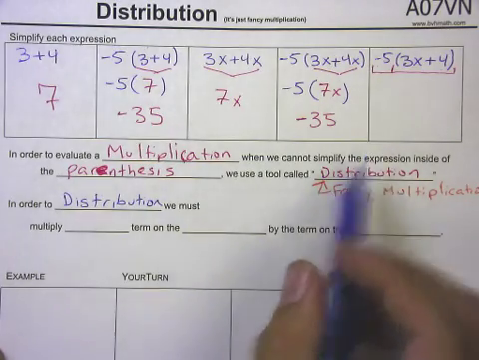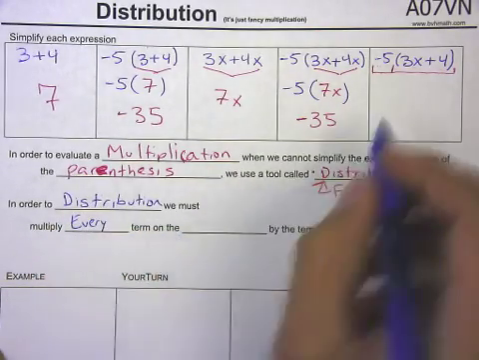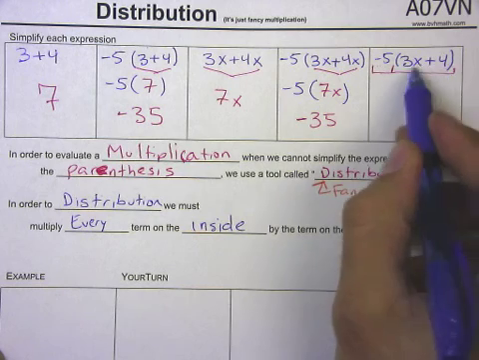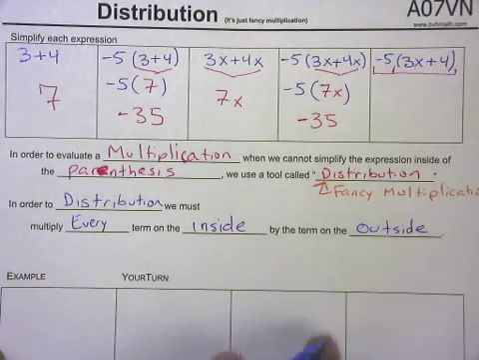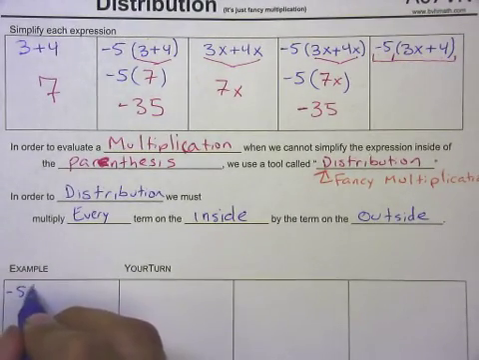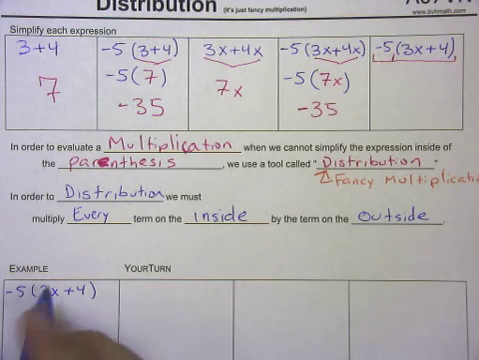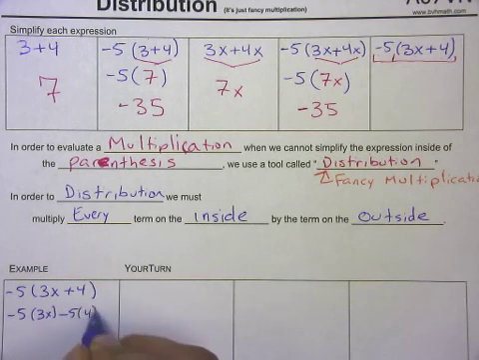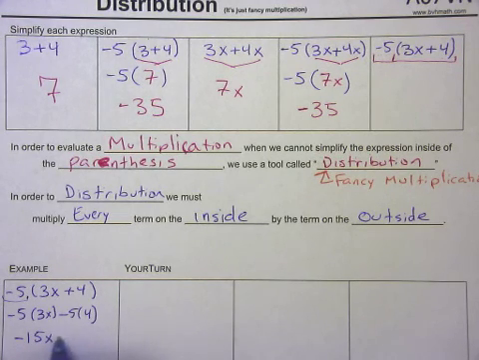what we have to make sure we do is we have to multiply every term inside of the parentheses. We have to multiply every one of those terms by the term on the outside of our parentheses. In other words, if we have negative 5 times 3x plus 4, we would have negative 5 times the 3x, and we would have negative 5 times the 4. Each of those terms has to get multiplied by the negative 5. So what we end up with is negative 15x minus 20.